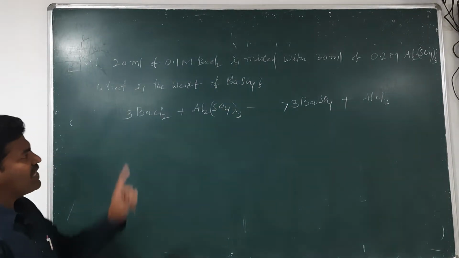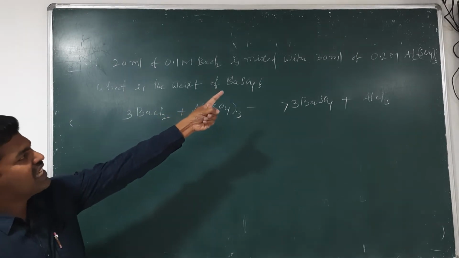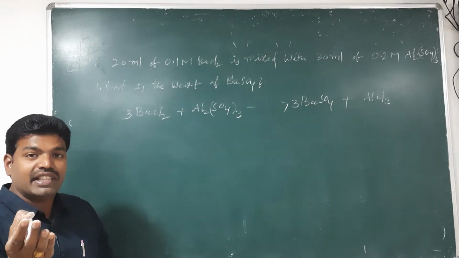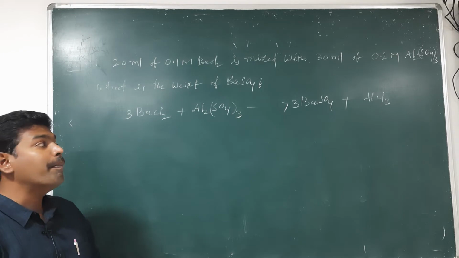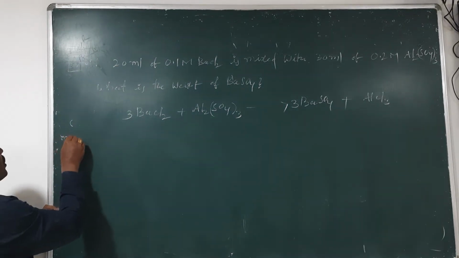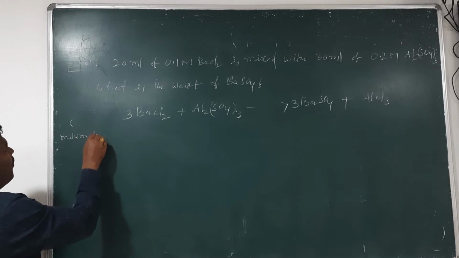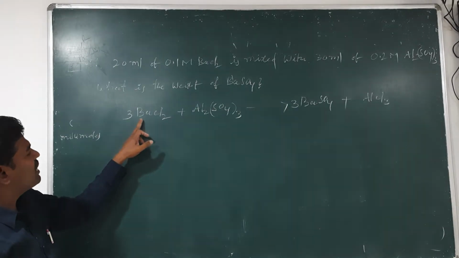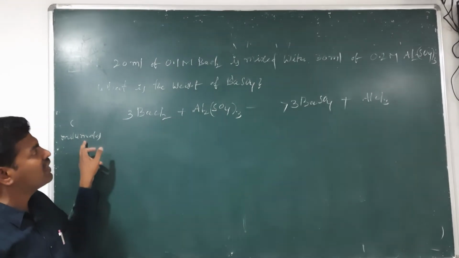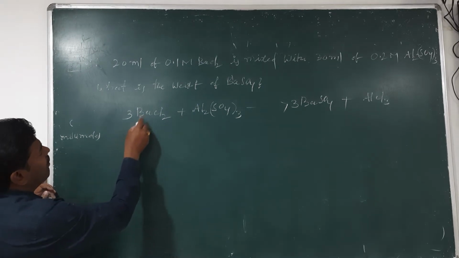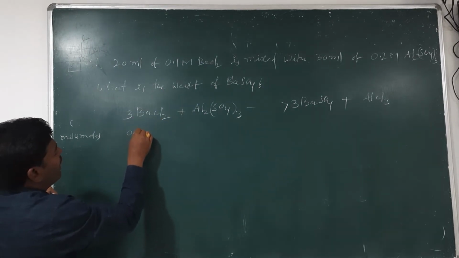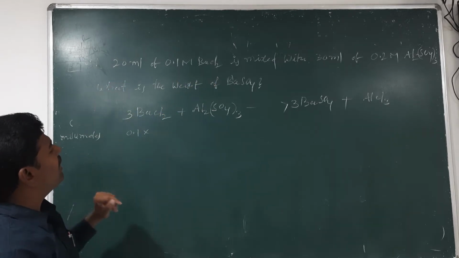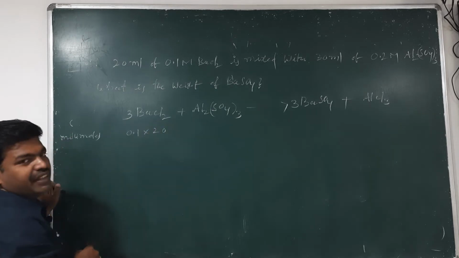Okay, so first, here the volume is given in ml, so we can calculate the millimoles of the reactants before the reaction. How can we get the millimoles? Molarity multiplied with volume in ml. What is the barium chloride molarity here? 0.1, multiplied with volume in ml, that gives millimoles, 20.